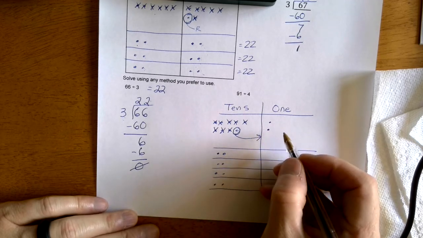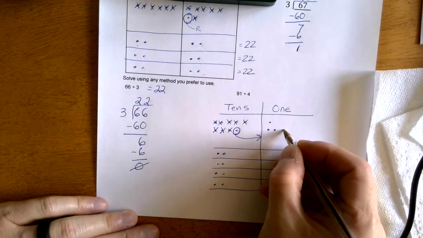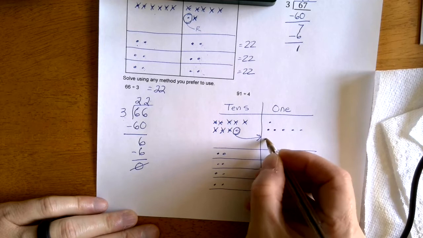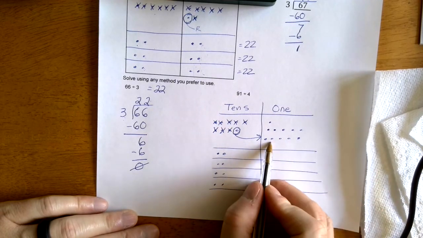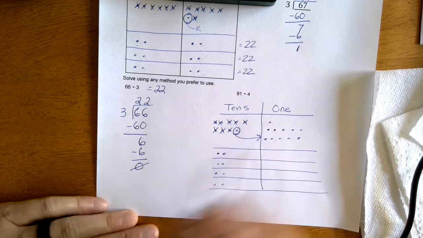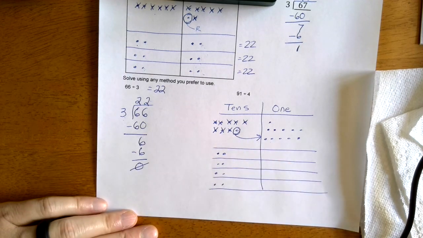So how many ones equal 1 ten? That's right, 10 ones. 1, 2, 3, 4, 5, 6, 7, 8, 9, 10. So now I have the 10 ones that I regrouped plus the 1 I already had. So now I have 11 ones.